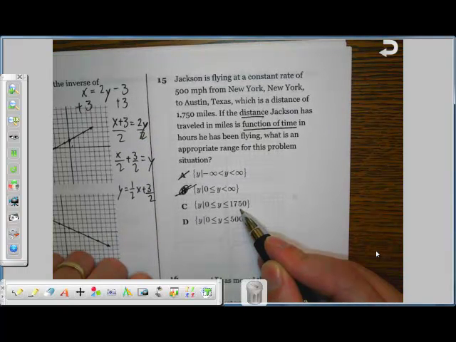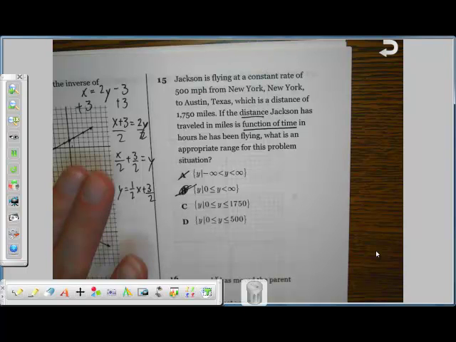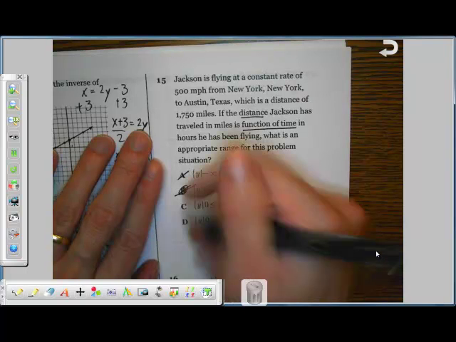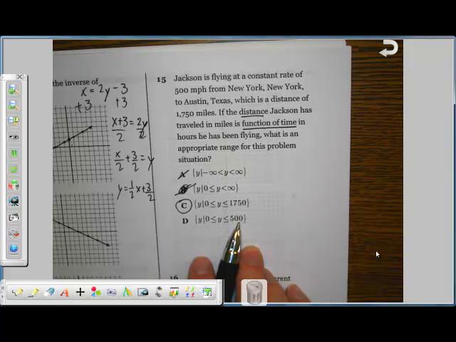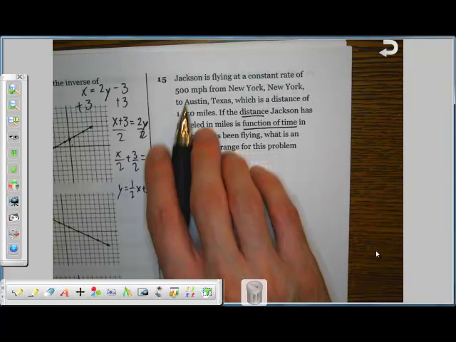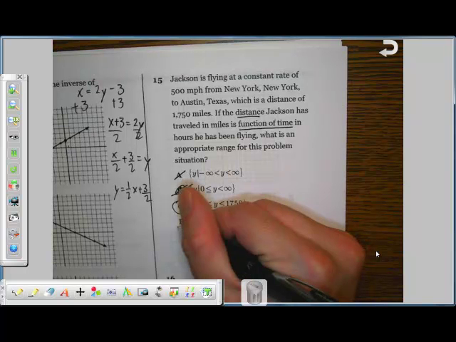1750 was the distance, right? Okay, so once you've traveled the 1750 miles, you're not going to keep traveling. And so that is our correct response. In other words, the distance traveled, when you're going on a trip, you will travel till you get to the end. That was the trick. The 0 to 500 was just to mess with you because 500 was the miles per hour, which is a rate which has nothing to do with the distance, or very little.